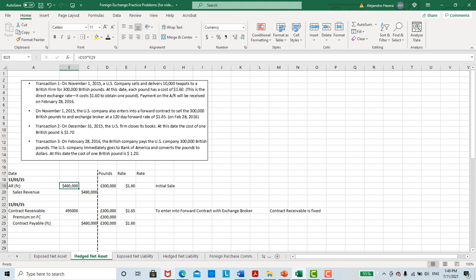And you're going to notice that the accounting impact of this hedge is that any changes in the account receivable can be offset by changes in the contract payable because they represent the same British pounds. Receivable is you get them from your customer, and the payable is you pay them to the exchange broker. Okay, that's the nature of this contract.